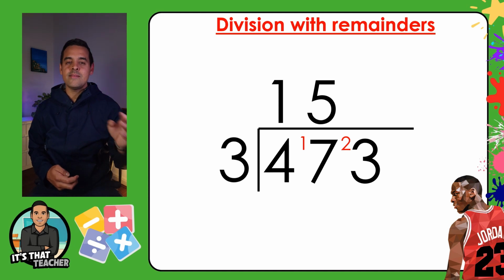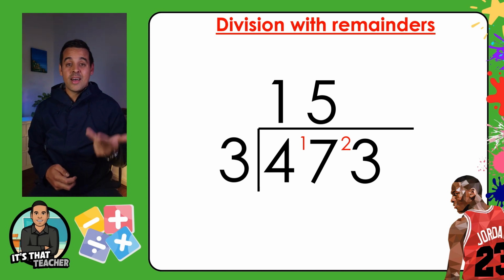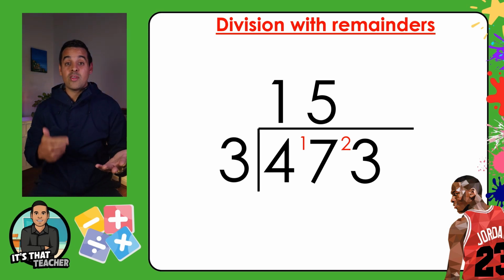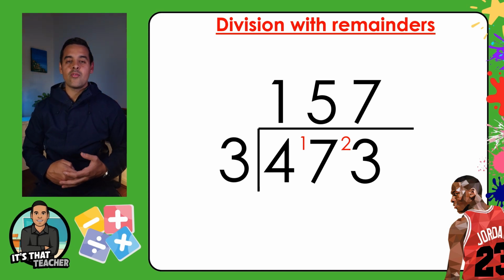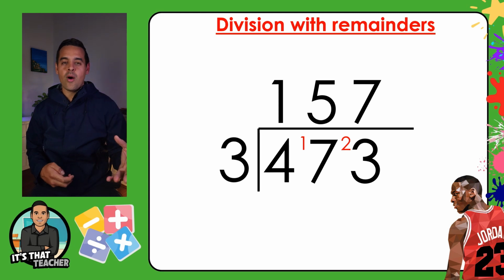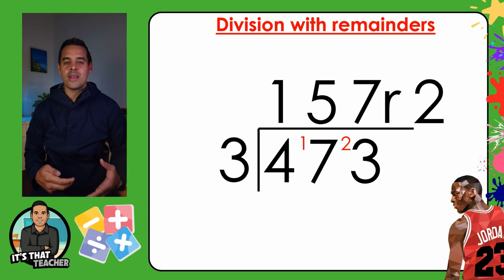So how many 3s can fit evenly into 23? 3, 6, 9, 12, 15, 18, 21, 24's too many, go back 1, 7. Now we have some left over. We have used 21 of 23. So you can either subtract that or just work it out. The remainder there is 2.